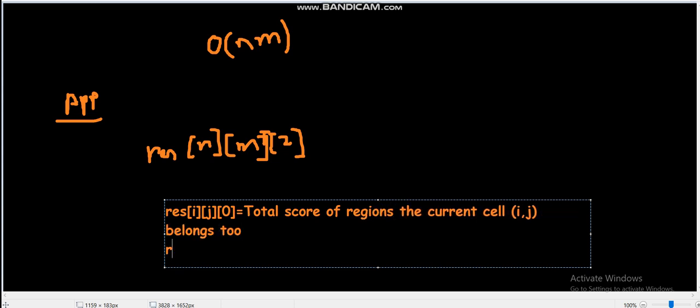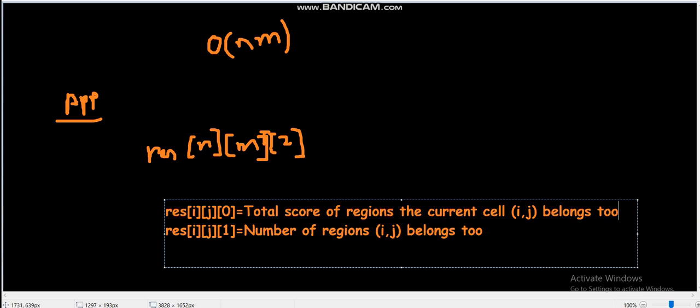And what is race ij1? Race ij1 is nothing but the number of regions the current cell i comma j belongs to. So if we have found race ij0 and race ij1, then we can say the final value of image ij will be nothing but race ij0 by race ij1, right?